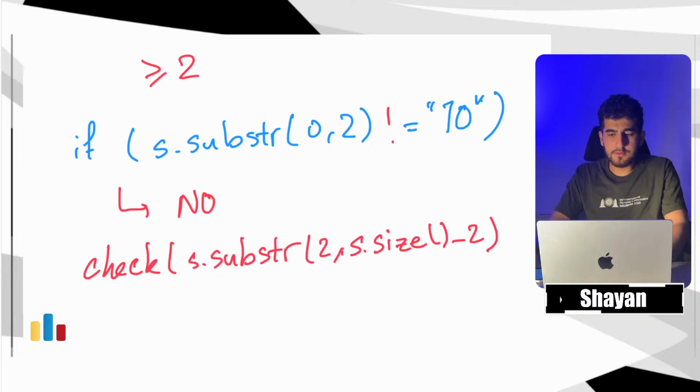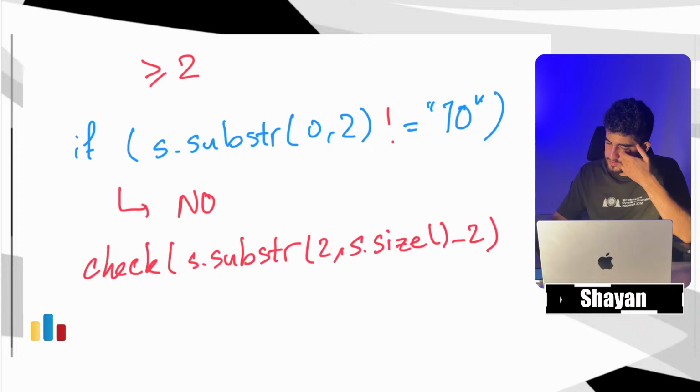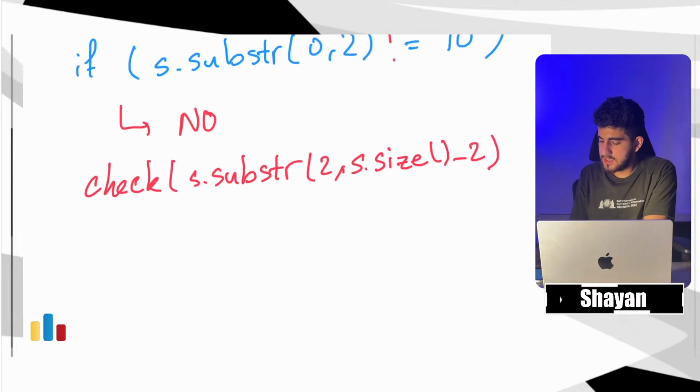So it can be like this. And therefore in here we should just check that. In this check we must just check if there are no leading zeros.